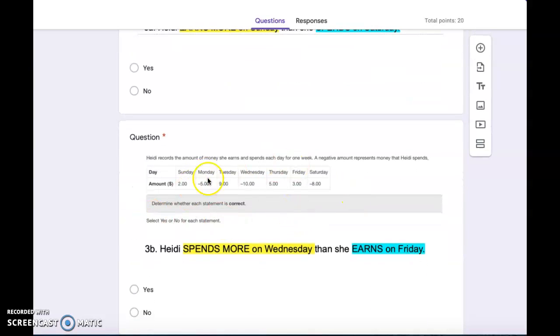We're going to use the same table for 3B. Heidi spends more on Wednesday than she earns on Friday. On Wednesday, she spent $10. On Friday, she earned $3. Is that yes or no?